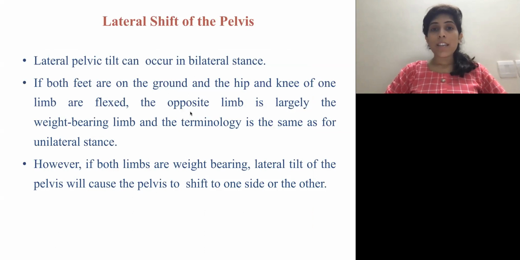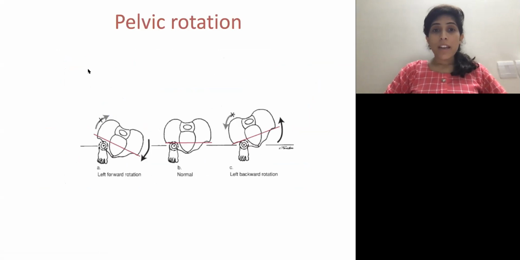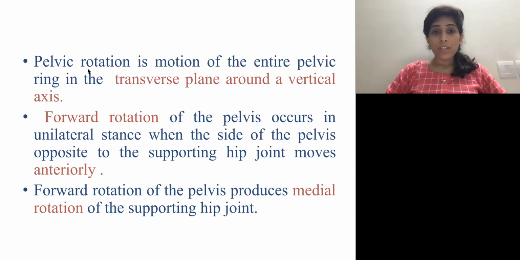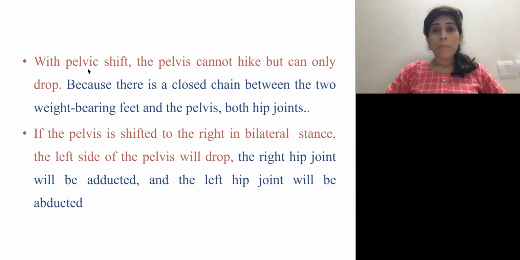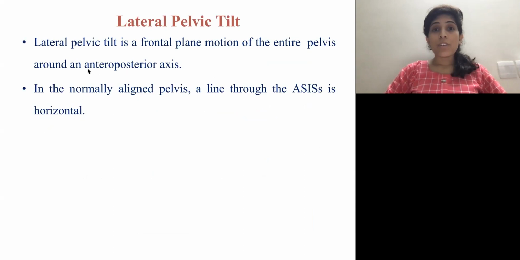So here her right extremity is not in contact with the ground. Okay. So next is the lateral shift of the pelvis. What is it? Lateral pelvic tilt can occur bilaterally. If I say hip hike, hip drop with the lateral pelvic tilt, then it occurs only in the weight bearing extremity.